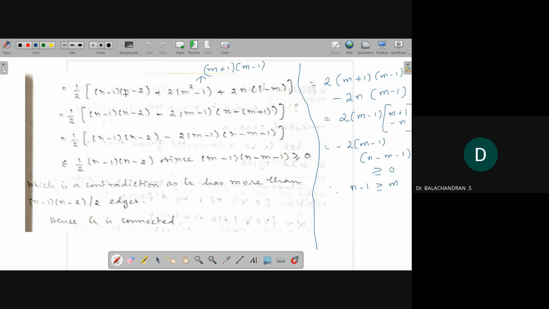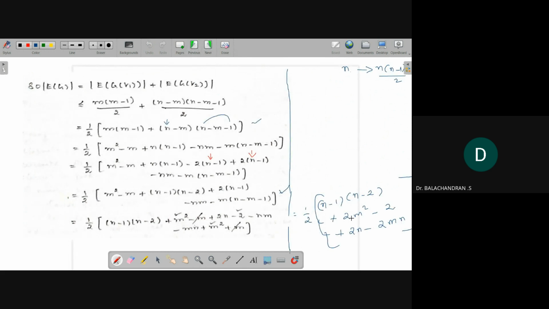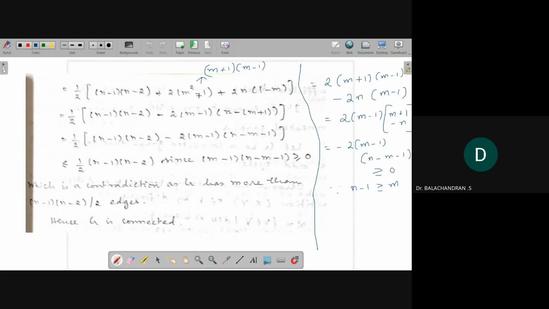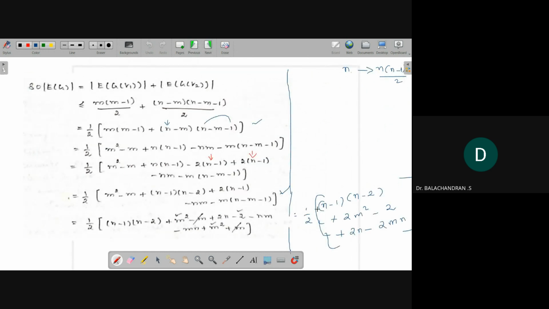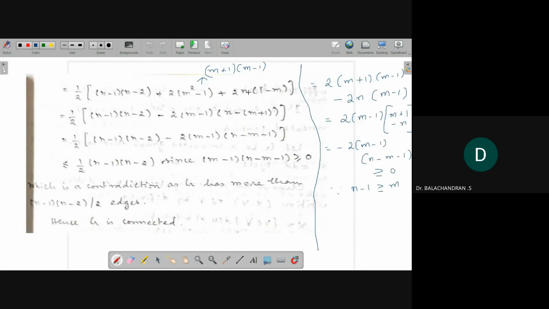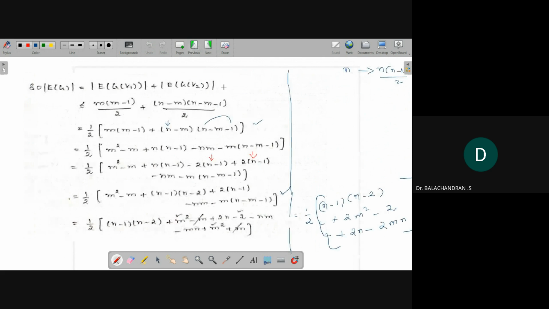So the next step is 1 by 2, n minus 1 into n minus 2. From this, what is common? 2 is common, so 2 into m square minus 1. Next, here what is common? 2n is common. If I take 2n common, you'll get 1 minus m. Yes, with 2n common, 1 minus m is correct.